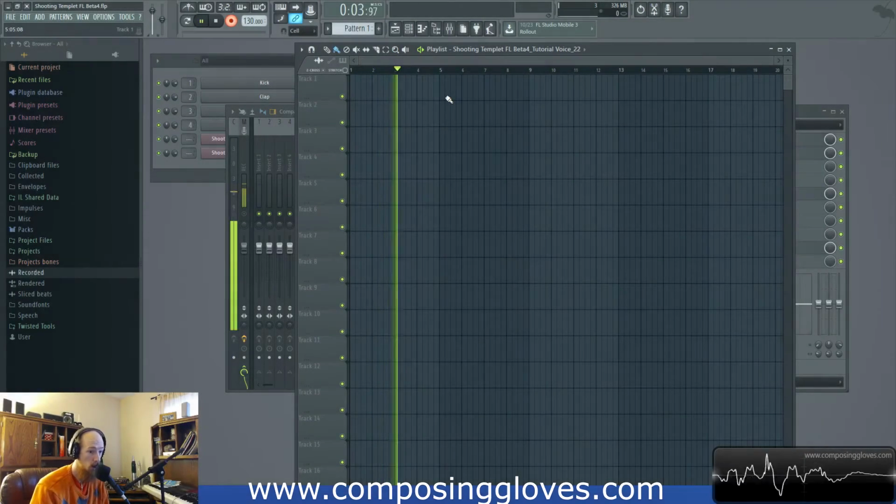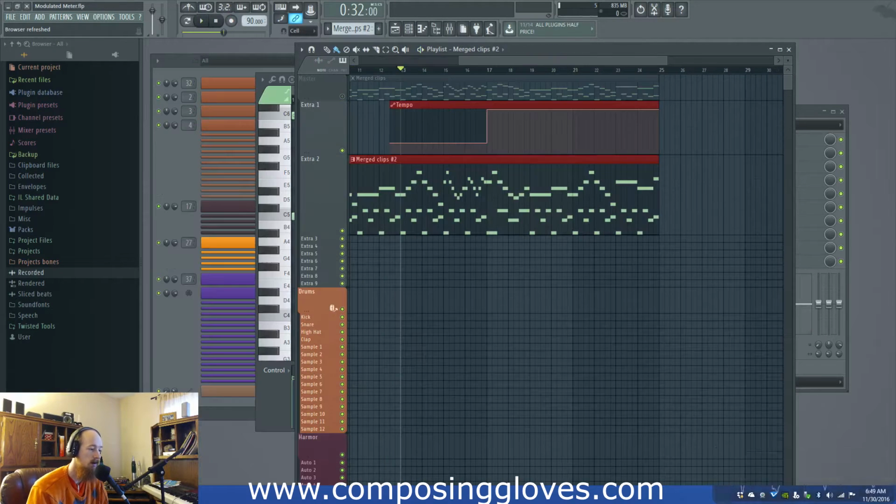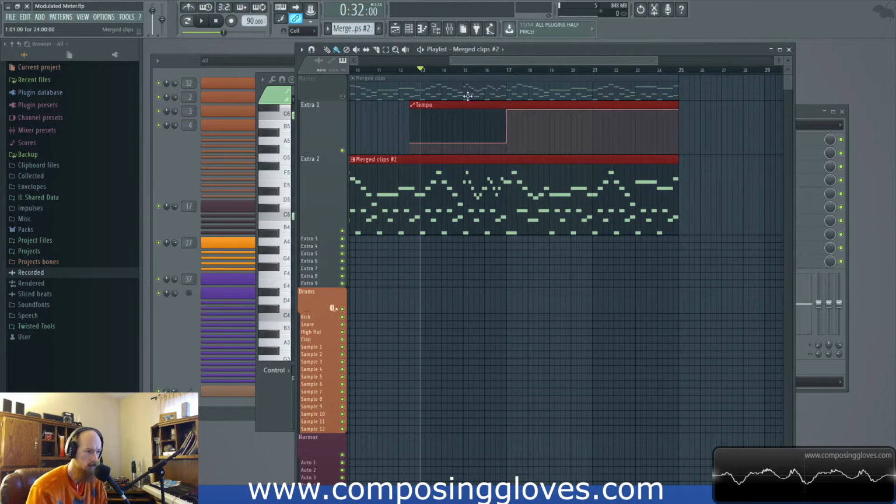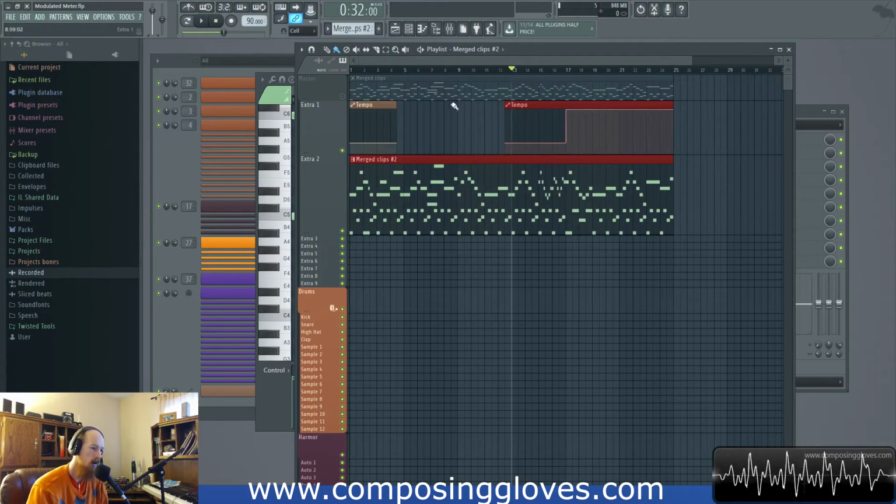Hey, Composing Gloves here, and today we're going to be talking about metric modulation. It's when you take the value of what was something in the first meter and you make it the same value of something that's not the same thing in the other meter. That sounds a little bit confusing, so let's look at an example.